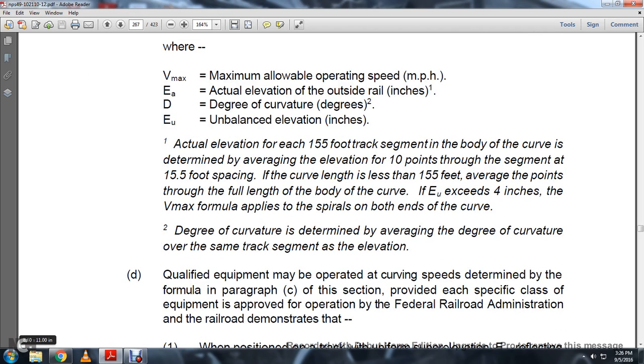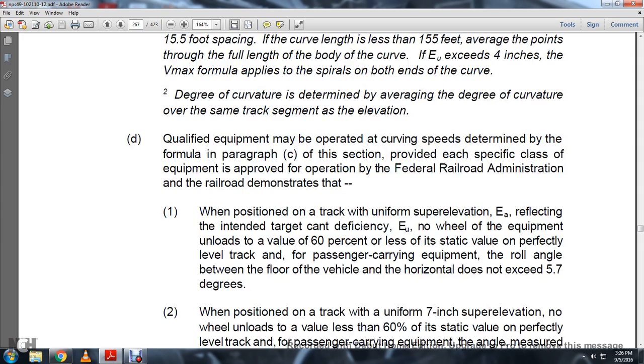Actual elevation for each 155-foot track segment is determined by averaging the elevation of 10 points through the segment at 15.5-foot spacing. If the curve length is less than 155 feet, average points through the full length of the body of the curve. If the unbalanced elevation exceeds 4 inches, the maximum allowable operating speed applies to the spirals at both ends of the curve. The degree of curvature is determined by the average degree of curvature over the same track segment as the elevation.